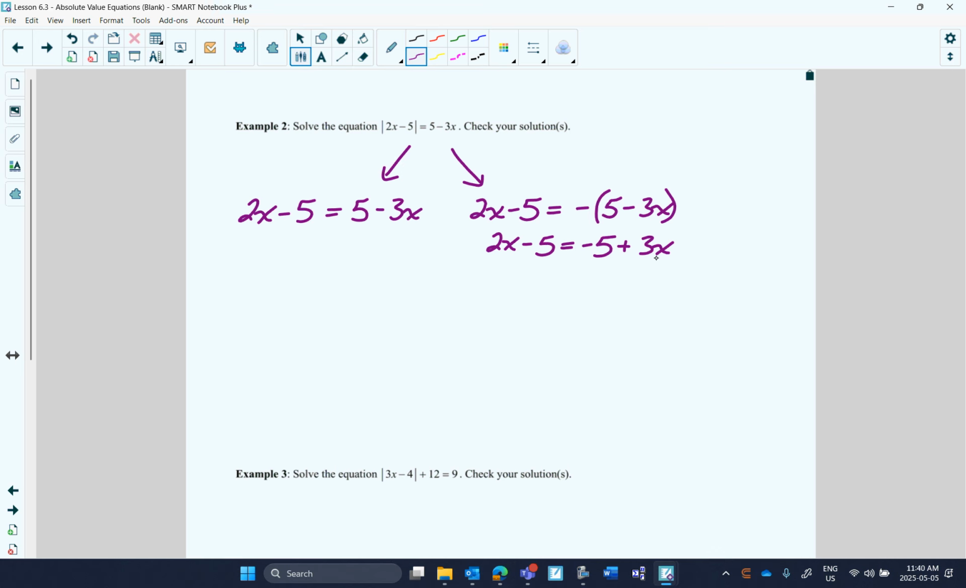And now it's just straight algebra from grade 9. Add 3x to both sides. 5x minus 5 equals 5. Add 5 to both sides. Let's see, 5x equals 10. Divide both sides. A potential answer is x equals 2.